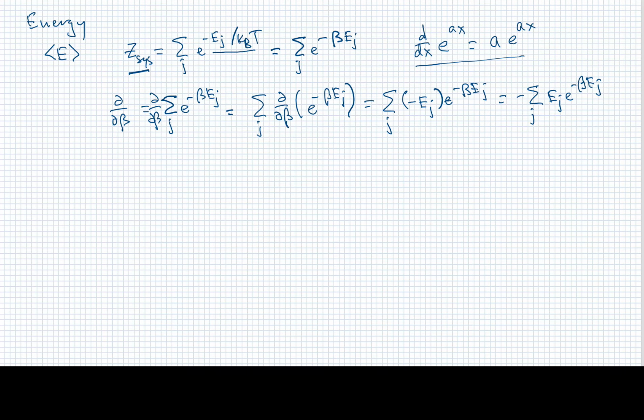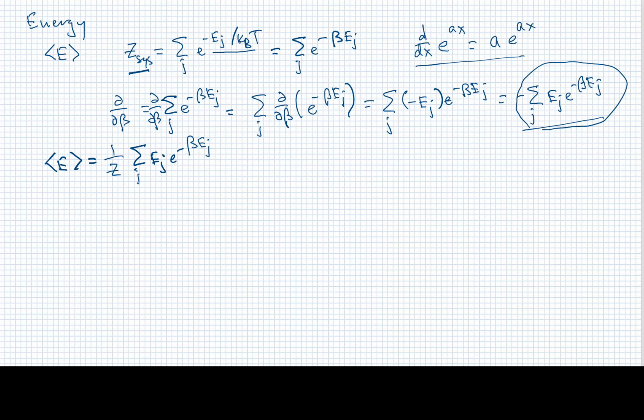Okay, well this looks a lot like the formula that I need to find the average value of energy. The average value of energy would be 1 over the partition function of the system times the sum over j of Ej e to the minus beta Ej. So this summation here is just the same as the summation here. But now I've done this in terms of taking the derivative with respect to beta of the partition function itself.